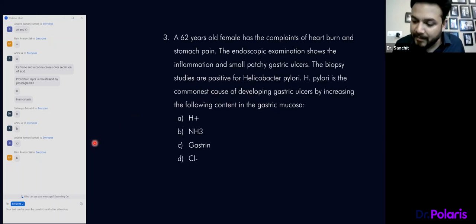Now, what is the problem with this ammonia if it increases in our gastric secretions, or in the gastric mucosa? Anyone? What happens with this ammonia? What happens?